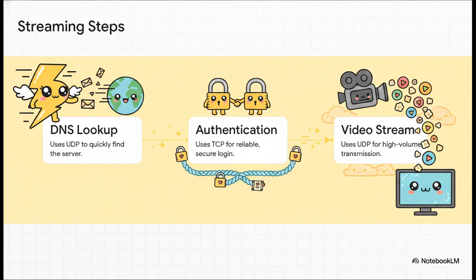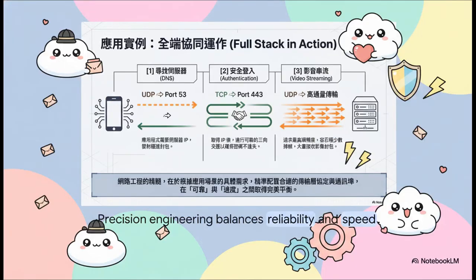Step 2. Once it finds it, you need to log in securely. Your computer instantly switches over to the meticulous TCP courier to ensure your password is sent with guaranteed precision. Step 3. The movie starts playing. Your computer flips right back to UDP to handle the massive, continuous, high-volume video data stream. To sum it all up, we are seeing the full stack in action here.